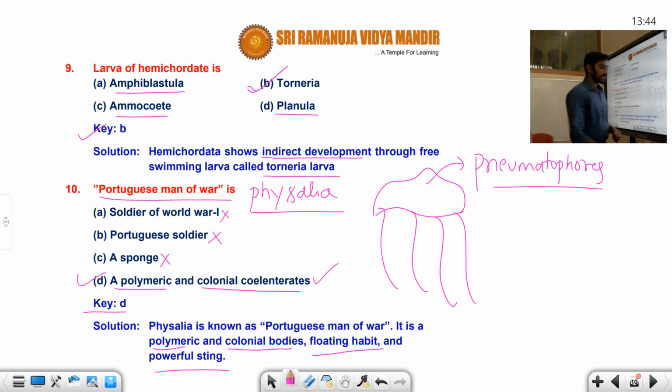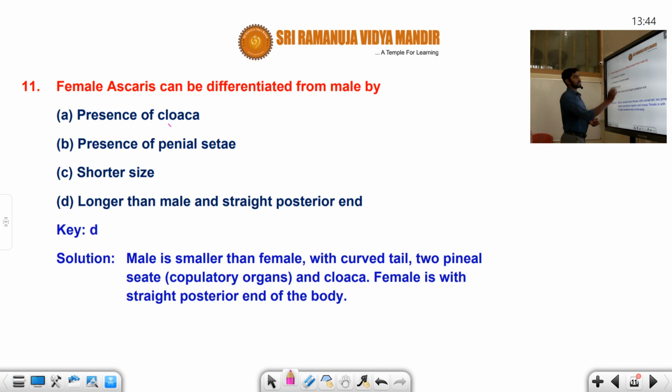The female Ascaris can be differentiated from the male. The first one is the presence of cloaca. Sometimes the cloaca is absent in the male and present in the female, and here it is not an option at all. Both have the cloaca, and both have the penial setae, so it is also not correct. Shorter size? Female Ascaris is actually much longer than the male, so it is not correct. The D option, longer than male and a straight posterior body, is our correct option.